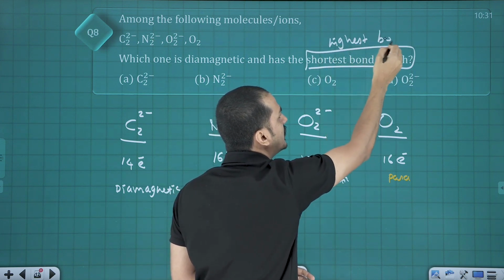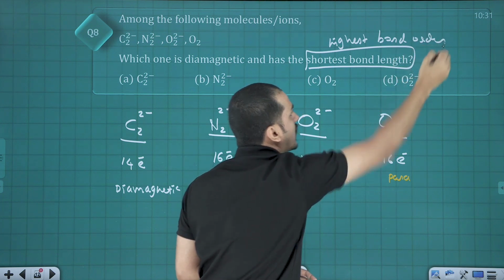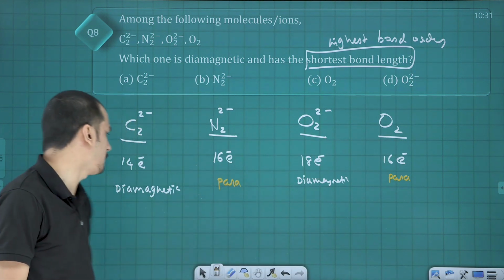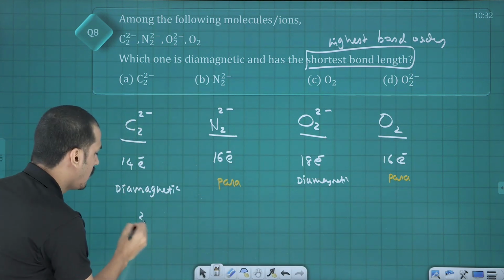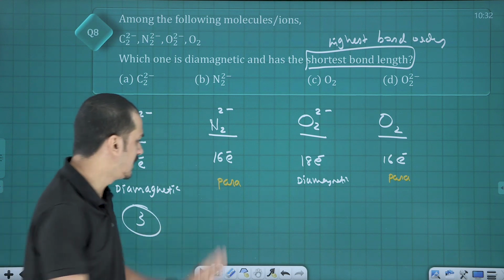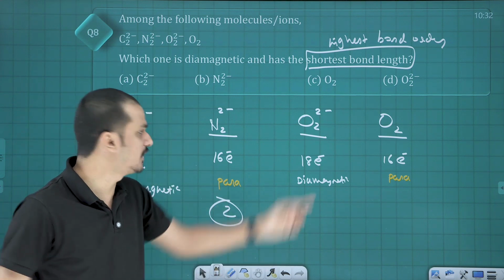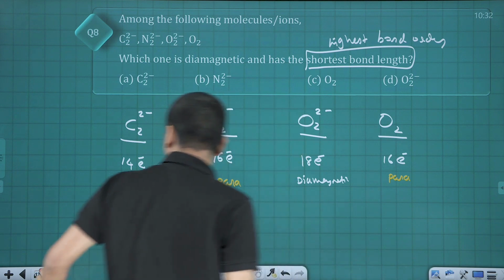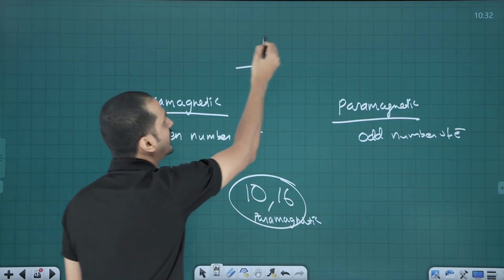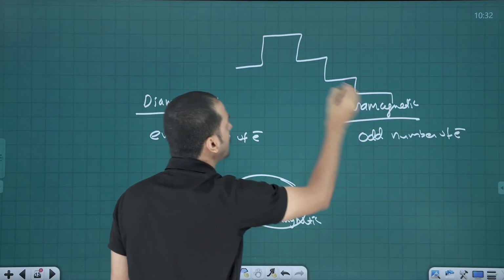Again, one more thing: they are asking about the shortest bond length, which means highest bond order. Bond order and bond length are inversely proportional. So 14 comes means bond order is 3. 16 comes means bond order is 2. From that pyramidal idea, we learned this idea.